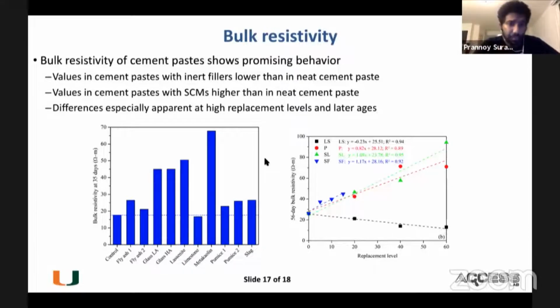But the resistivity has shown value as well, and we can really clearly see these differences if we use high replacement levels of SCMs or test it at later ages. So we've actually done that, and we've shown that at 60% replacement, for example, the differences in resistivity are very obvious.